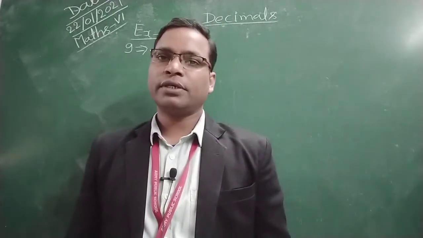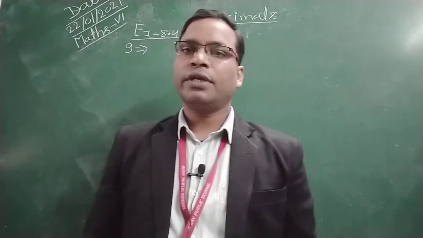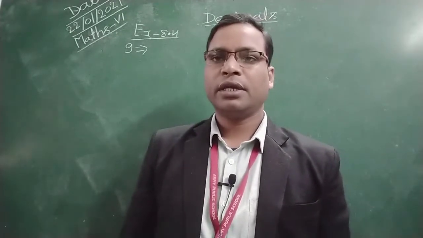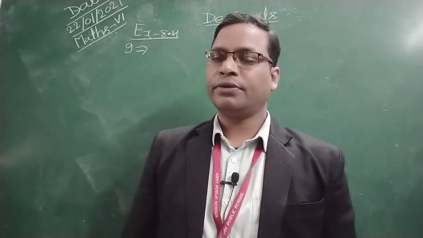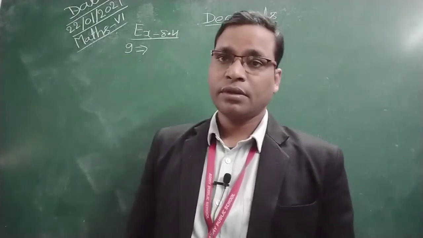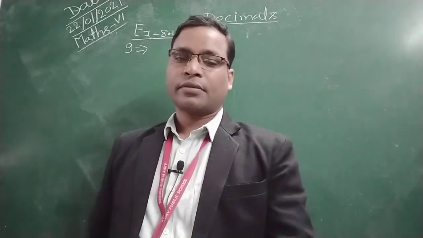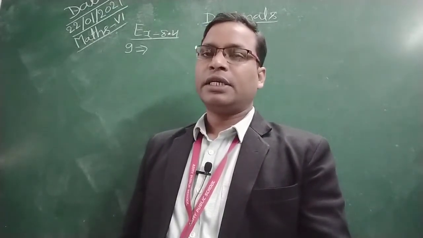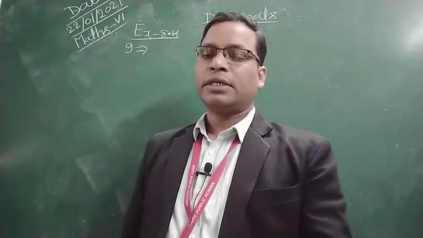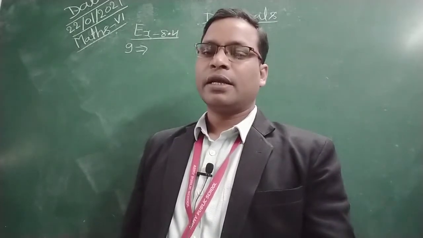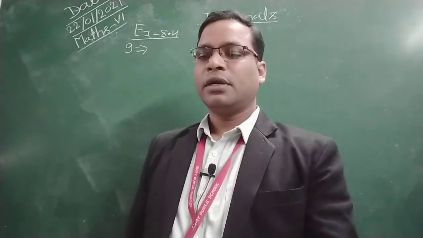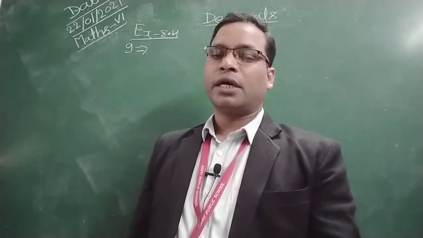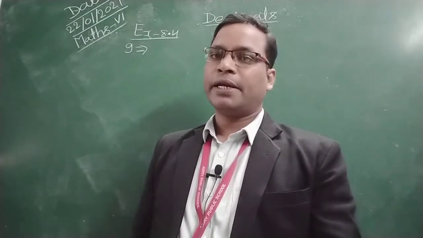Good morning, student. Today we are going to discuss chapter 8 decimals, exercise 8.4, question number 9. Anita bought 2 meter 70 centimeter cloth for a shirt and 2 meter 85 centimeter cloth for a trouser. Find the total length of cloth bought by her.